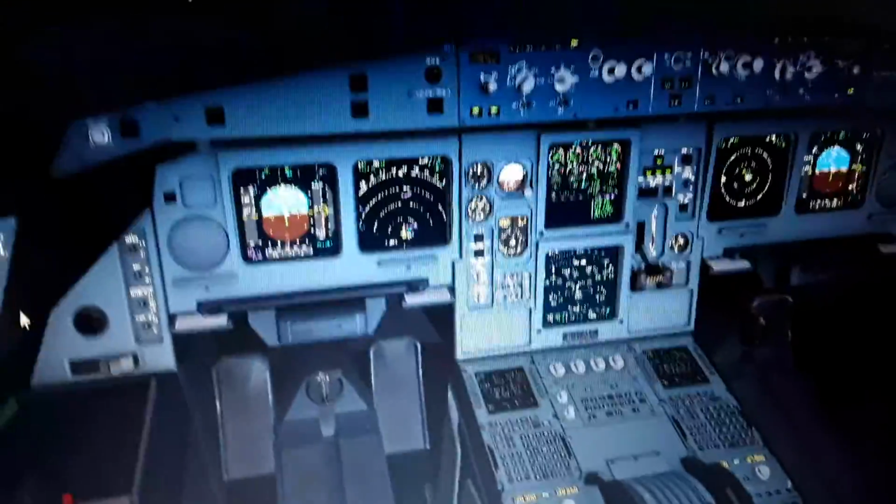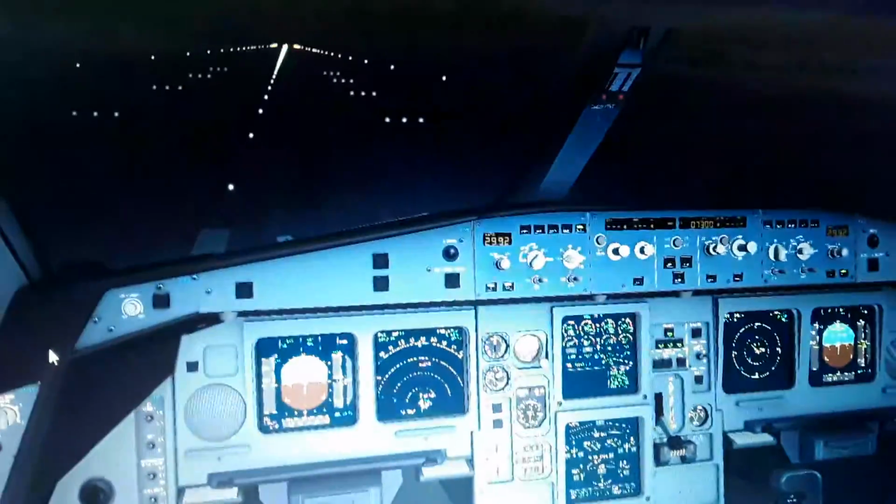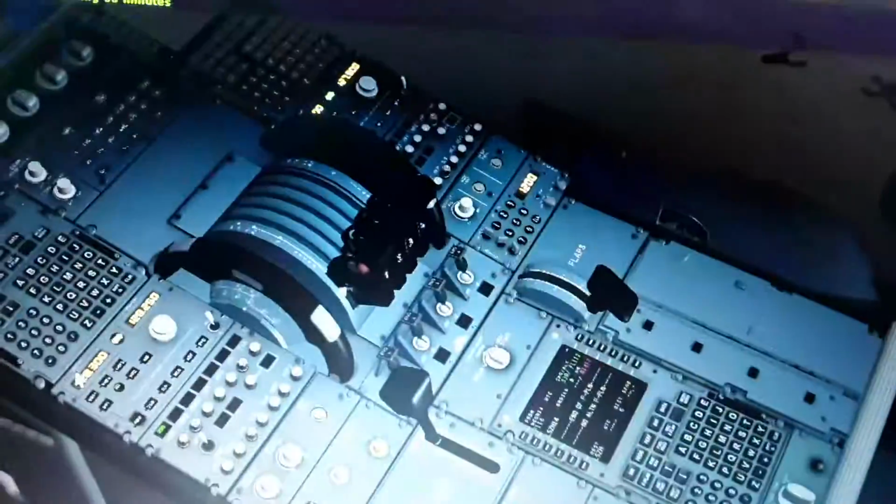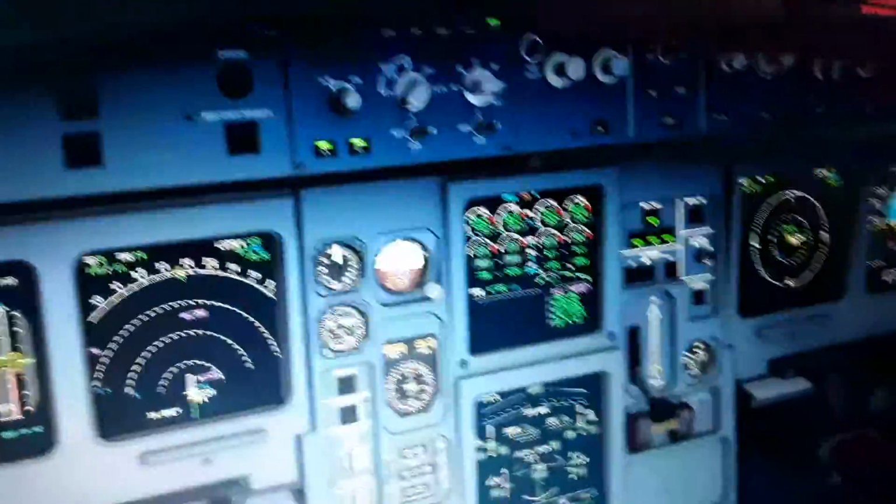I'm gonna show you some more of the systems right now, if I can. We have a little bit more time, I think, but I'm not sure. So I'm gonna disengage the reverse thrust. You can see the thrust levers here. This is how I engage the reverse thrust, by pushing down this lever.